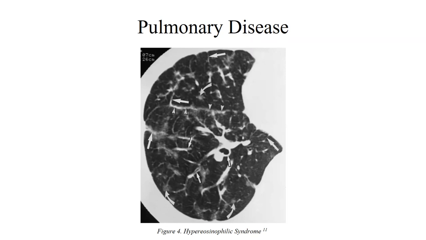This one was a 59-year-old woman with hypereosinophilic syndrome. There's a couple of things being pointed to in here. The small arrowheads are showing bronchial thickening. The long arrows are showing interlobular septal thickening. And the curved arrows are showing nodules.